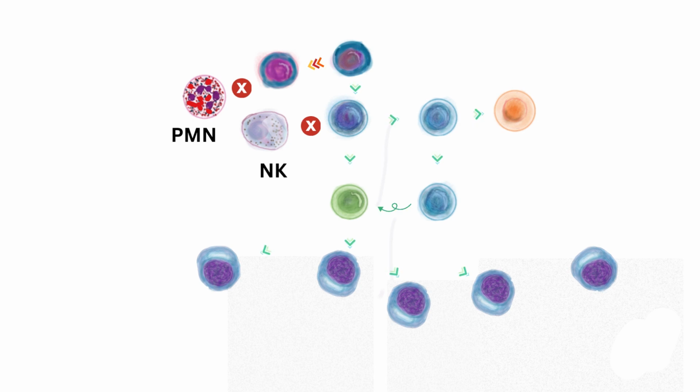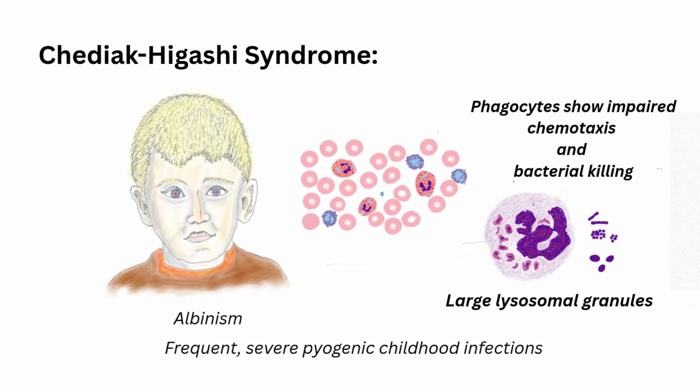Note the genetic defect affecting neutrophils and natural killer cells. Chediak-Higashi syndrome is a rare autosomal recessive disorder seen in children and young adults, associated with albinism and frequent severe pyogenic infections. Peripheral blood smear demonstrates huge lysosomal granules in their neutrophils, also monocytes and lymphocytes. The large abnormal lysosomes do not develop, hampering neutrophils with impaired chemotaxis and delayed bacterial killing.